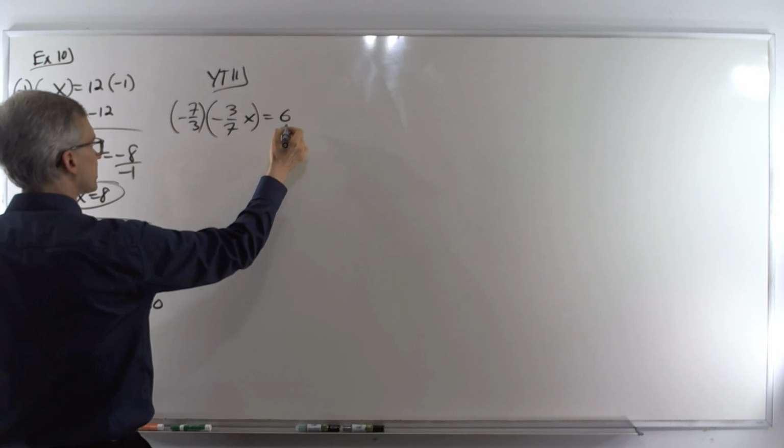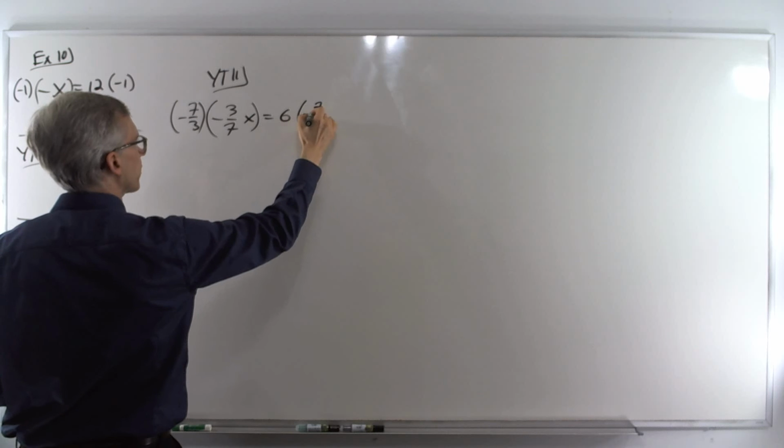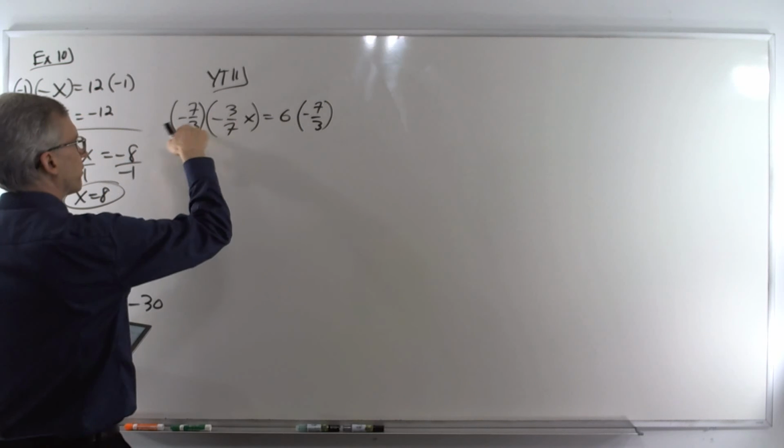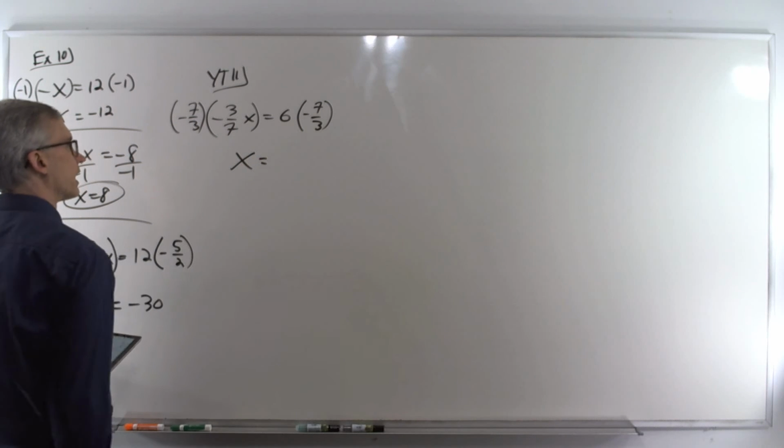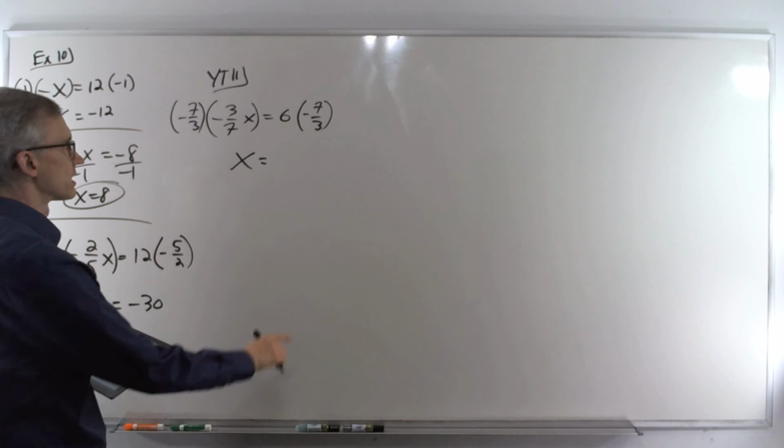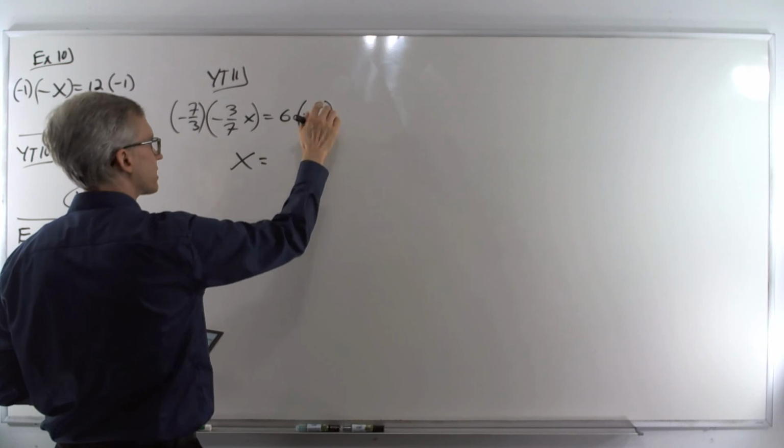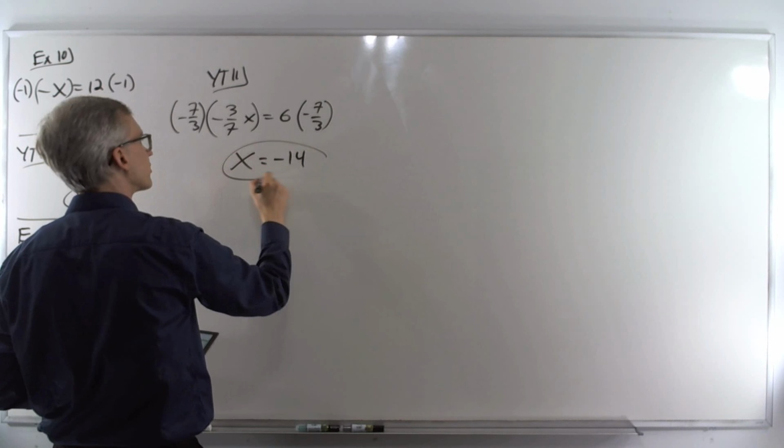The reciprocal of -3/7 is -7/3. All right, everything cancels on the left except the x. And on the right, we got 6 divided by 3 is 2, times 7 is 14, so -14.